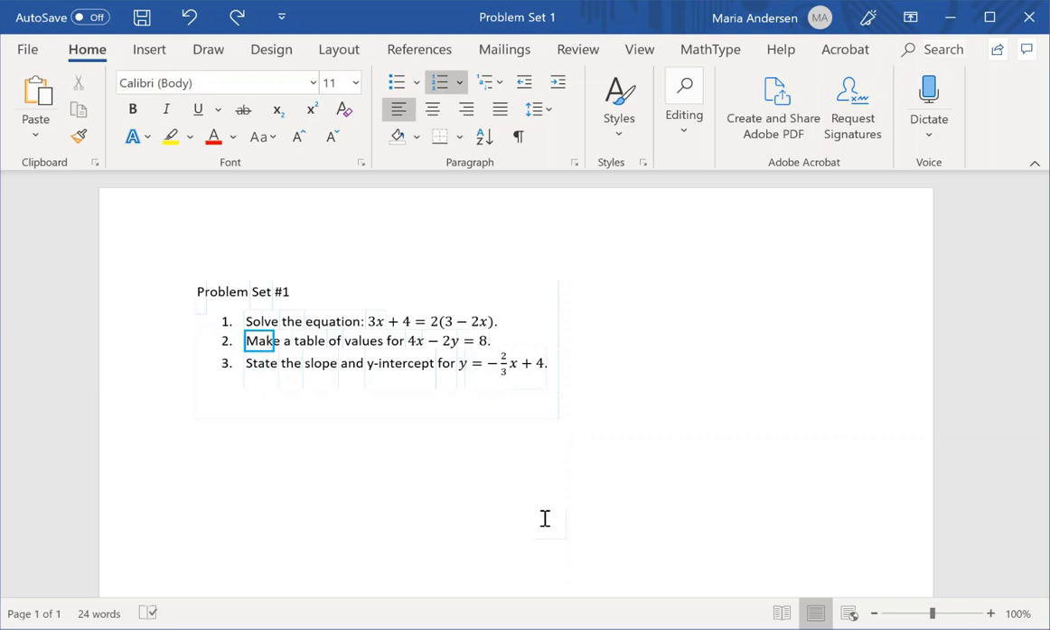2 of 3 level 1, 2. Make a table of values for 4x minus 2y equals 8, space, 4x minus 2y equals 8.